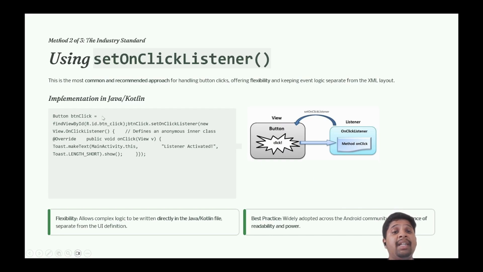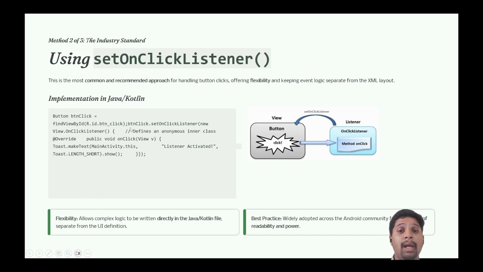Now, the implementation in Java: Button btn_click. This is a button, where there is the name of the variable. So here findViewById helps to identify the unique name of the button. Here btn_click is an ID which we defined in the XML file.